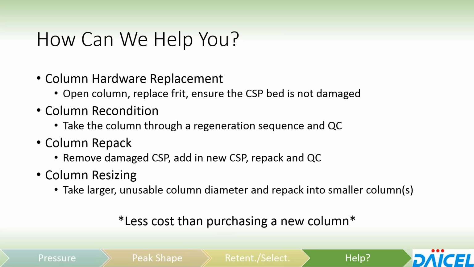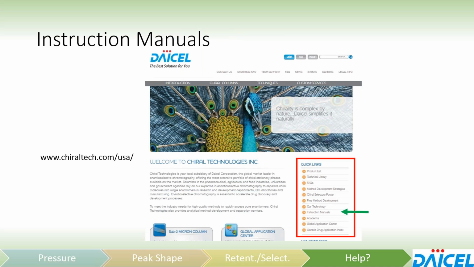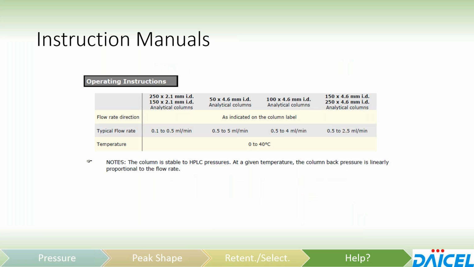So the last couple things that I'll point out here are instruction manuals. A lot of what I talked about, especially with solvent compatibility and sample solvent compatibility, is all discussed in our instruction manuals. We stopped sending them out with the columns, but we have them all available electronically online. If you go to our homepage, chiraltech.com/USA, over to the right-hand side you will see this quick links box, and there is an instruction manuals link, which will take you to all of the instruction manuals that we have for all of our CSPs. And if you can't find one on there, email us and we will send it to you.